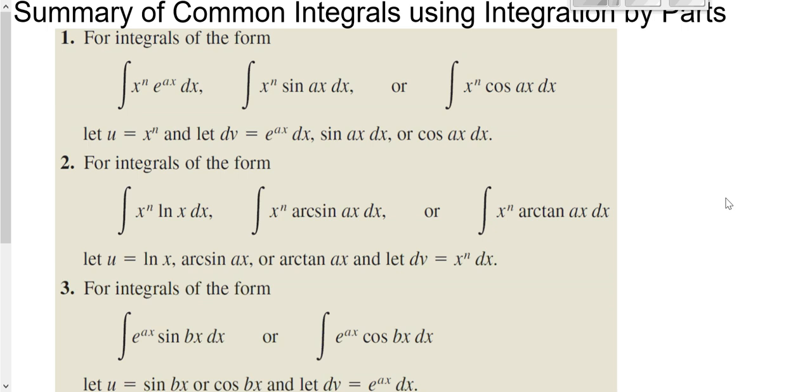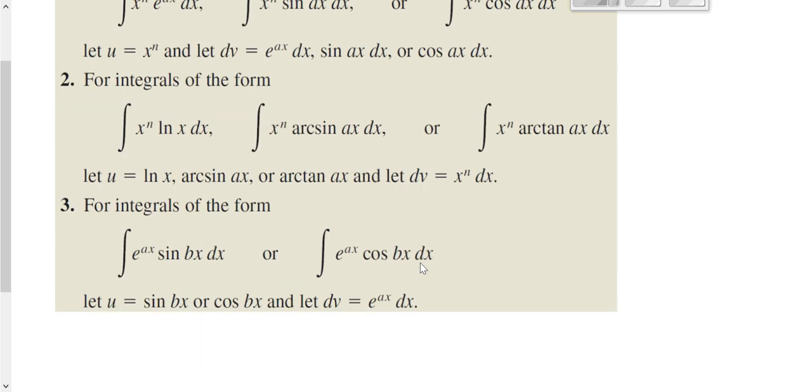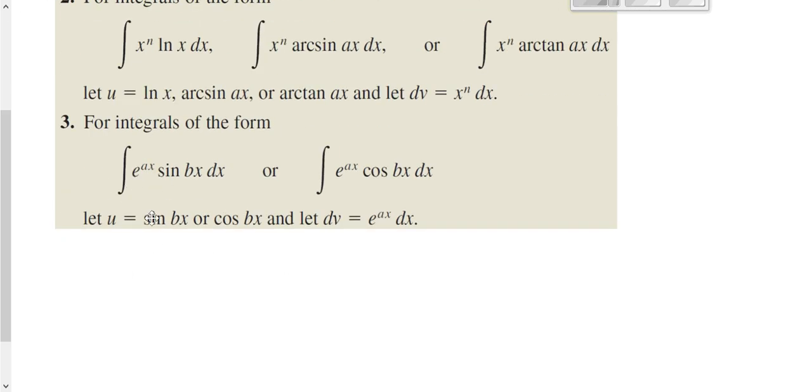So here is some kind of a cheat sheet for what you let u be and dv in different situations. So here, x to a power times an e, or x to a power times trig, or x to a power times cosine, you let u be that x to the power. Similarly down here, x to a power times natural log, x to a power times your trig, or x to a power times your inverse trig, you let u be this. Or here we go down here, e to a power times your trig. So this last one right here actually goes against the LIPET rule.